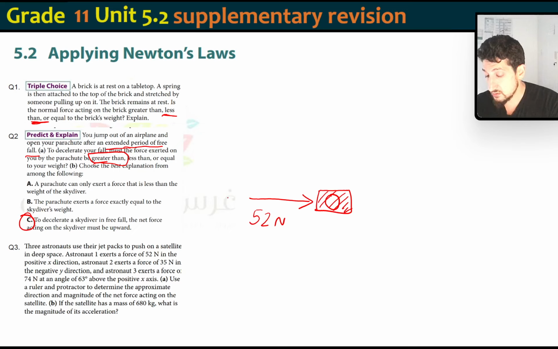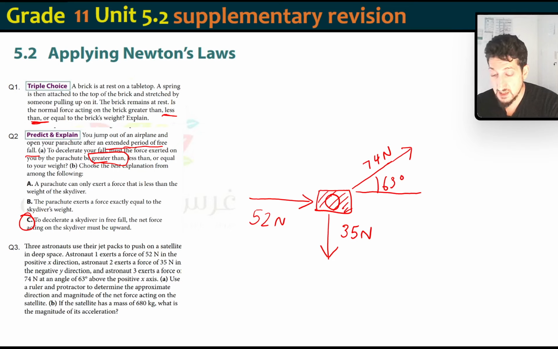Astronaut 2 exerts a force of 35 newtons in the negative y direction. Astronaut 3 exerts a force of 74 newtons at an angle of 63 degrees above the x-axis. Use a ruler and protractor to determine the approximate direction and magnitude of the net force acting on the satellite. Well, I'm not going to use a ruler and protractor. If the satellite has a mass of 680, what is the magnitude of the acceleration?